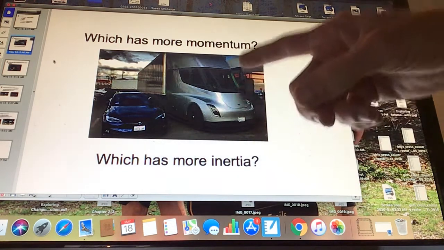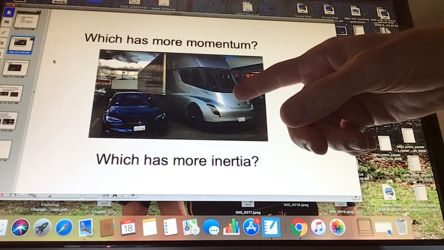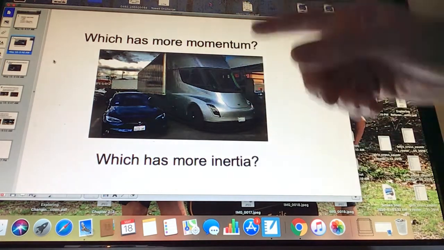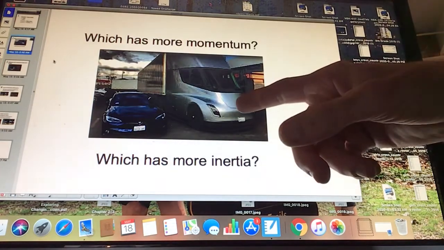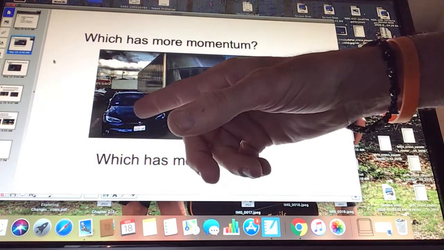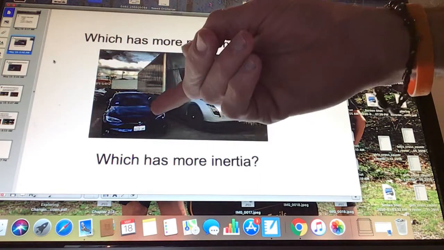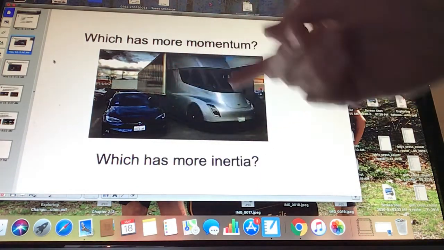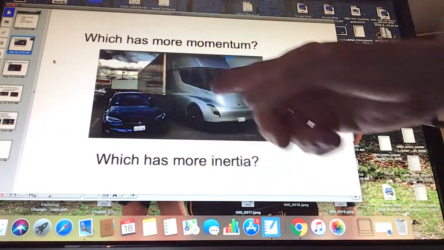So if it's stopped, it wants to stay stopped. It's going to be hard to get that truck going. If it's moving, it's going to be hard to slow down and stop because it has a lot of mass. Okay? Car's the opposite, not much inertia, therefore it doesn't have much mass. It's not going to take much energy to get it moving compared to the truck, and it's going to be able to stop a lot quicker than that truck.